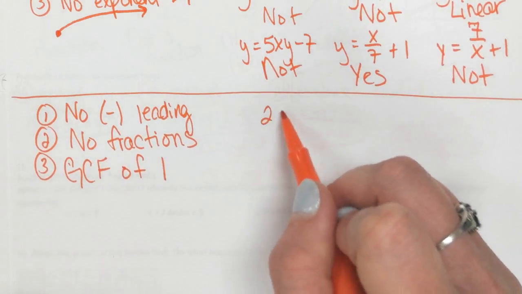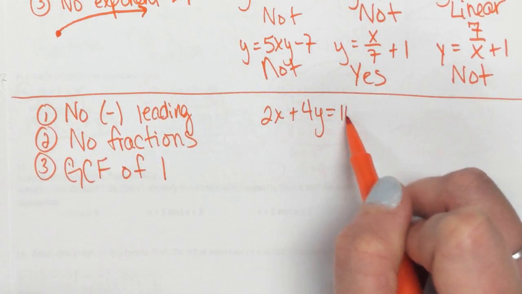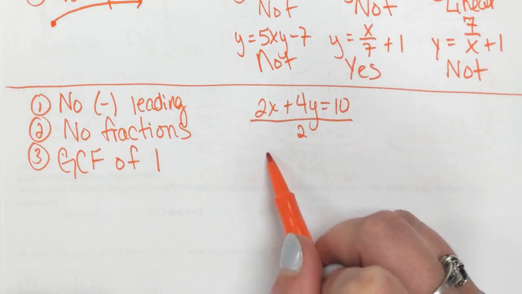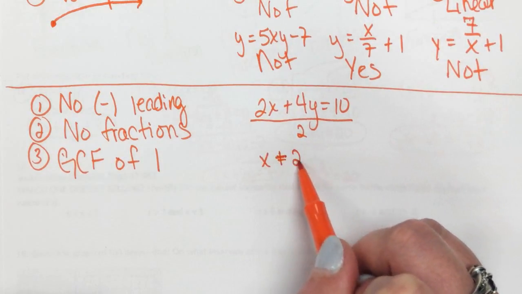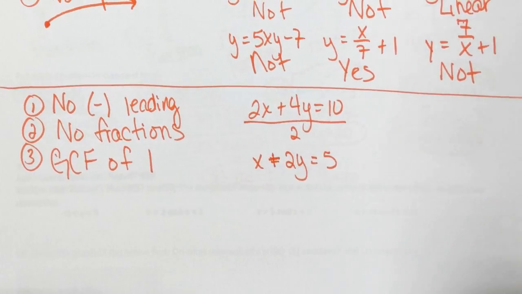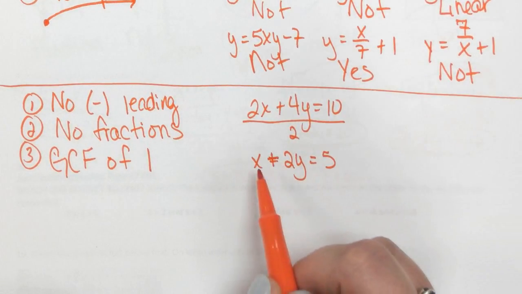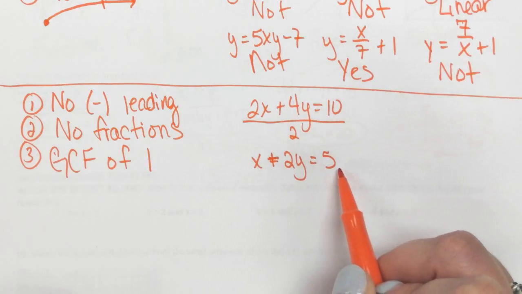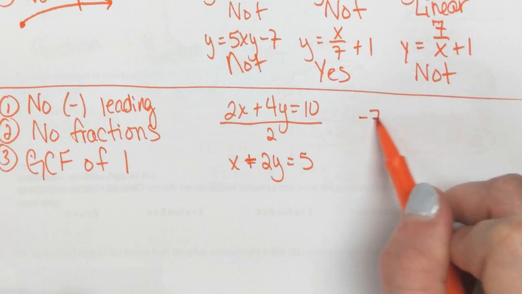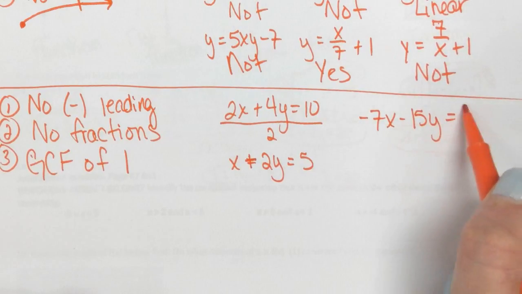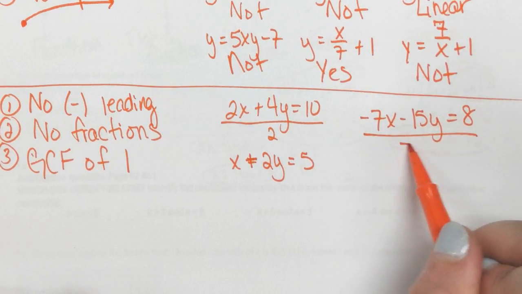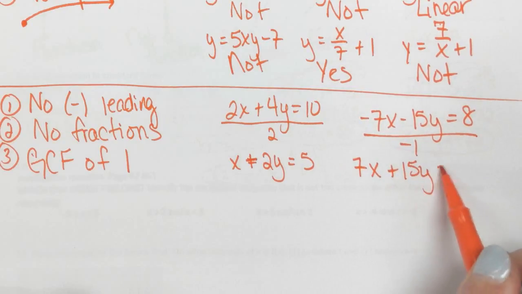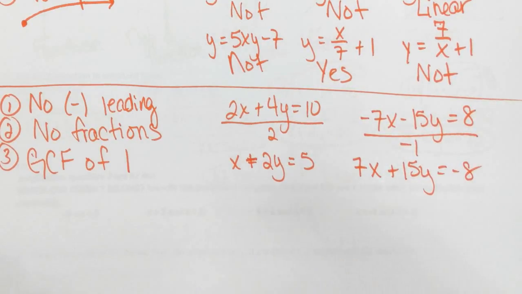What if I gave you 2x plus 4y equals 10? Is that standard form? No. What would you do? Divide by 2. x plus 2y equals 5. And when you label A, B, and C, A equals 1, B is 2, and C is 5. Perfect. What about this one? You have to divide by negative 1. So, 7x plus 15y equals negative 8.